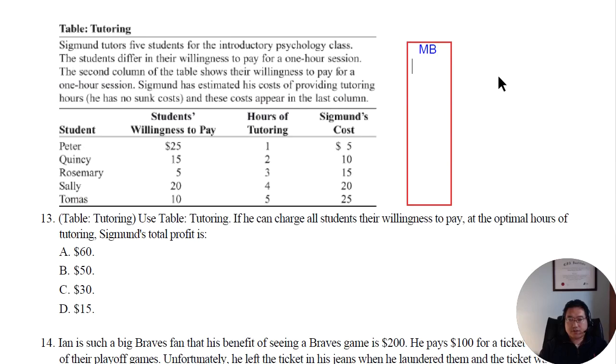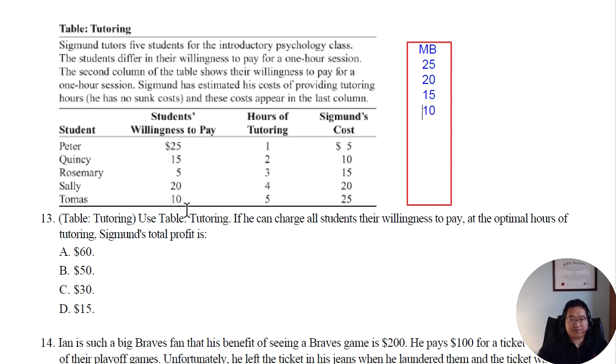What do we have here? The first one, if he can do 1 hour, he can bring in 25 from Peter. He does 2 hours, he can bring $20 from Sally. See, Sally would like to pay, right, $20. And then 3 hours, he can bring in 15. Quincy, the $15 he can receive from Quincy. And then the next number is $10.